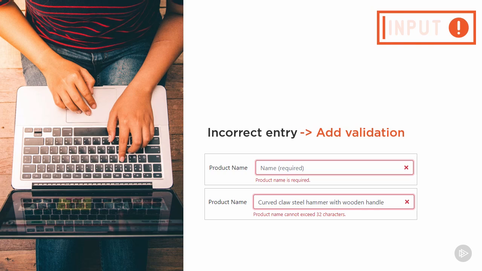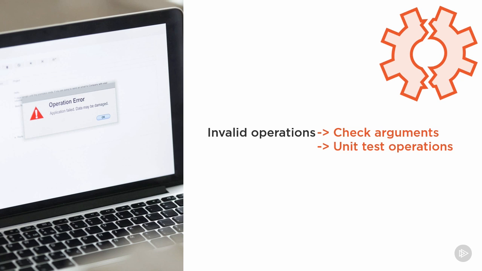We also want to protect our application from invalid operations. To produce valid results, we must pass accurate data into our methods so that they can correctly perform their operations. We defend our code against invalid operations by checking arguments passed into those methods and by fully unit testing the operations.